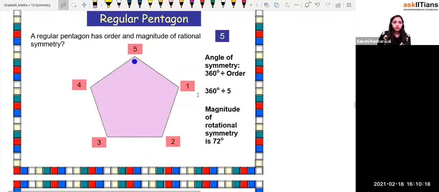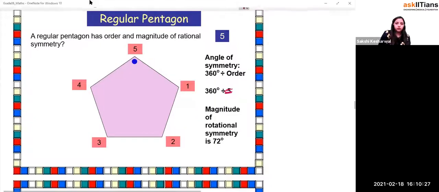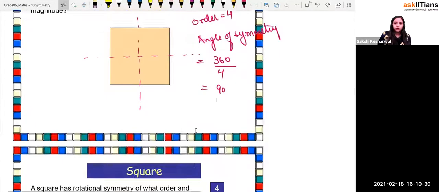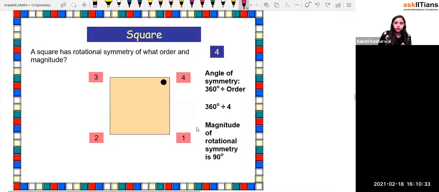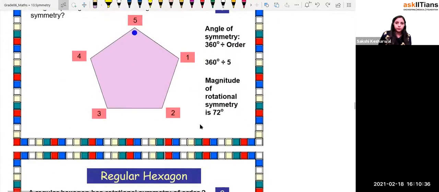Okay, let's come to the regular pentagon. So we have done the discussion. For a regular pentagon, the order will be what, 5? Yeah, the order is going to be 5. Yes or no? You have a square, and then you have the regular pentagon, right? The order is going to be 5. So the magnitude of the rotational symmetry will be what, beta? 72 degrees. That is 360 divided by 5.